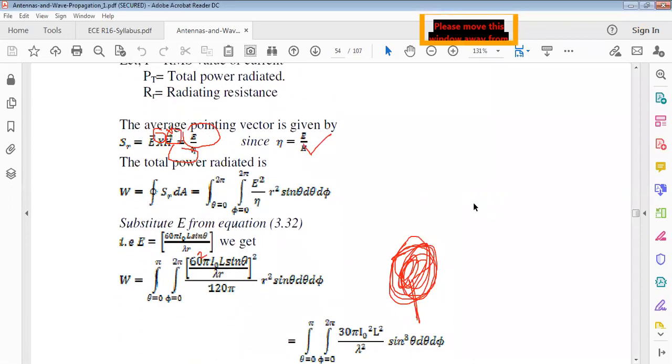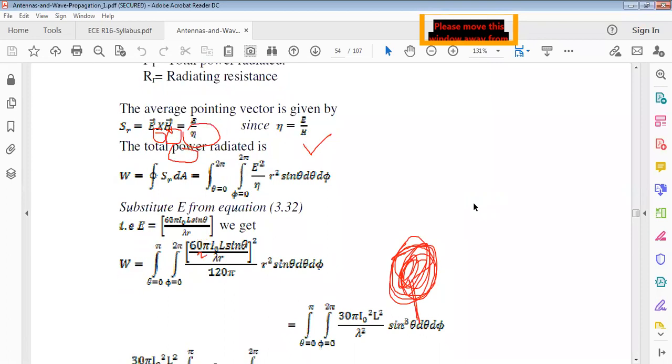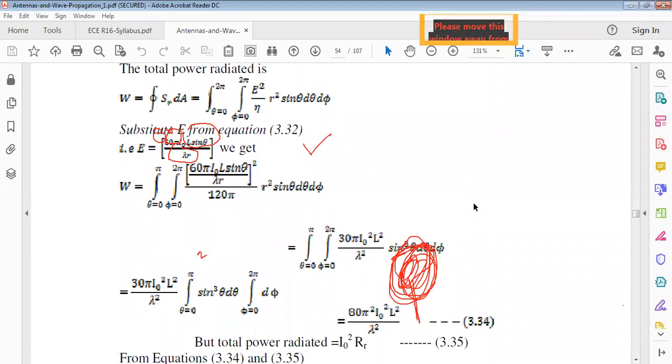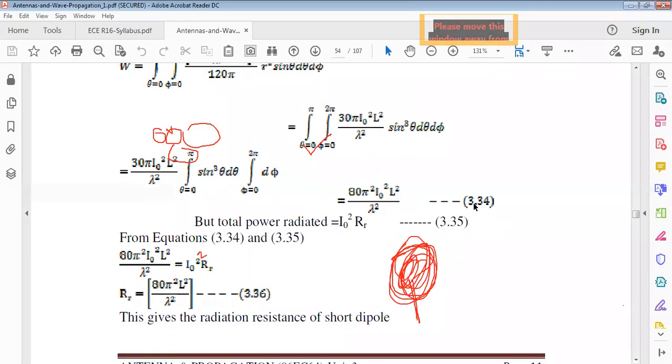Okay, what is the expression for E? 65 I naught L sin theta by lambda, or the earlier expression. Okay, substitute here and simplify. We get 85 square I naught square L square by lambda square.